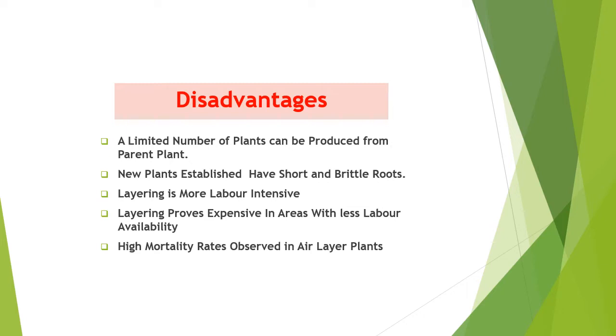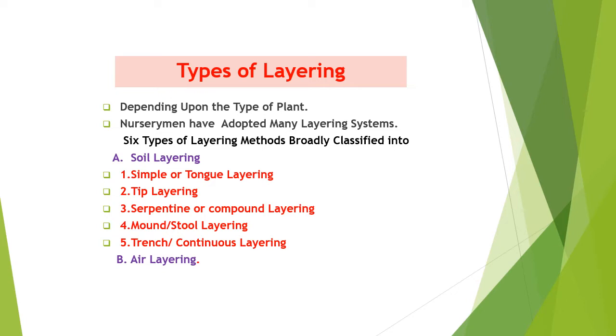What are the types of layering? See, depending upon the type of the plant, nurserymen have adopted a number of layering systems, and layering methods are broadly classified into two. First is soil layering, which is done in soil or ground, and the second is air layering, which is done in the aerial parts of the plant. In soil layering, we will cover simple or tongue layering, tip layering, serpentine or compound layering, mound or stool layering, trench or continuous layering, and then we will discuss air layering.